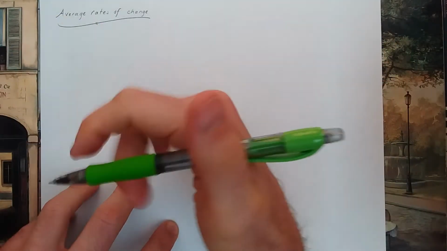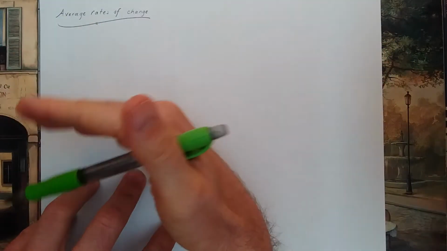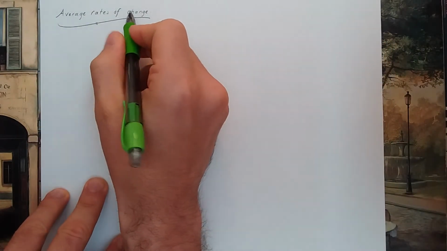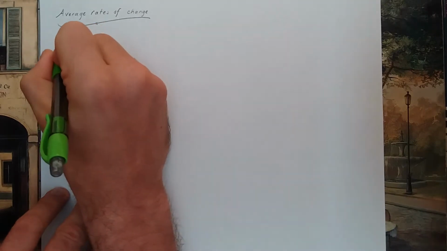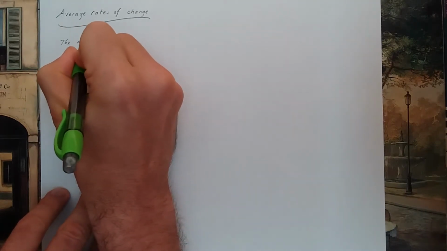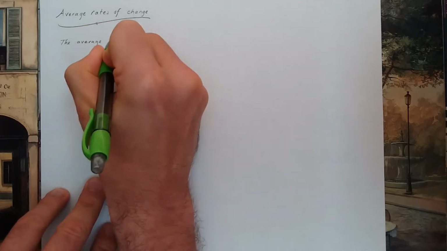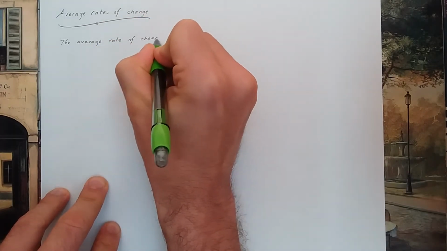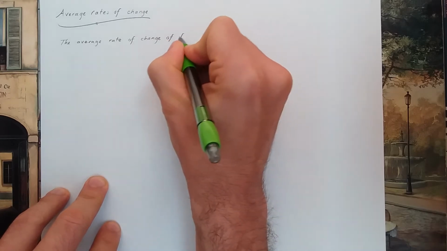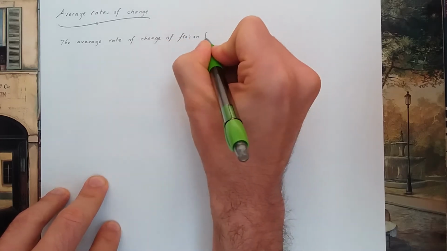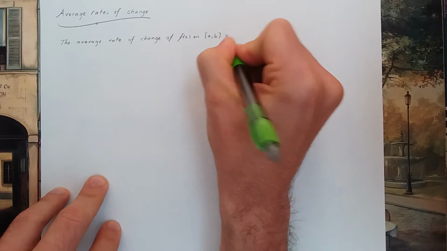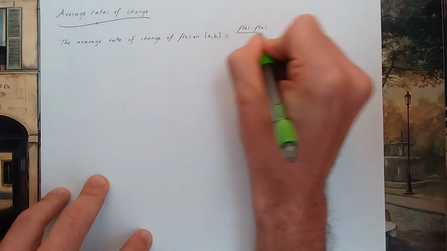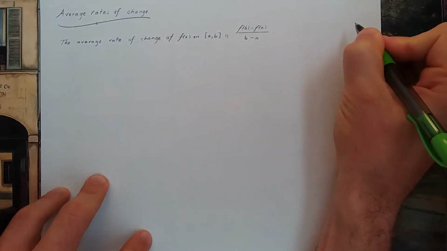The only reason to measure anything is to gauge how much it's changing. So the average rate of change can tell us how a function is changing. The average rate of change of a function f of x on an interval from a to b is the quantity f of b minus f of a over b minus a.